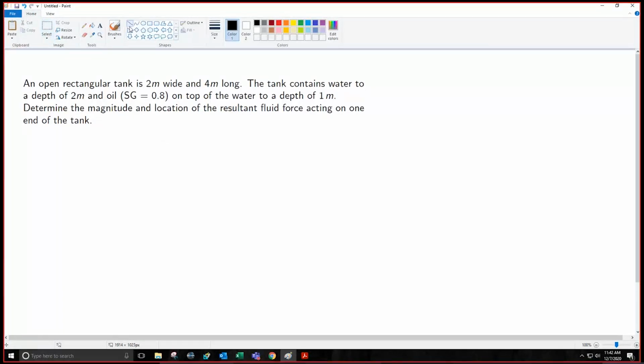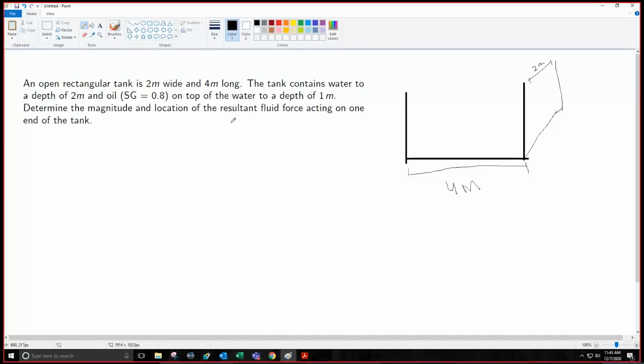What we need to do is we have this tank, which is 2 meter wide, which means that its depth into the page is 2 meter. Okay, this 3-dimensional cross section is basically 2 meters, just like this, and it is 4 meters long. This dimension is 4 meters.